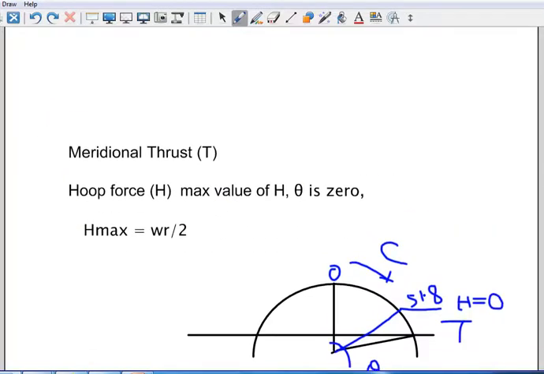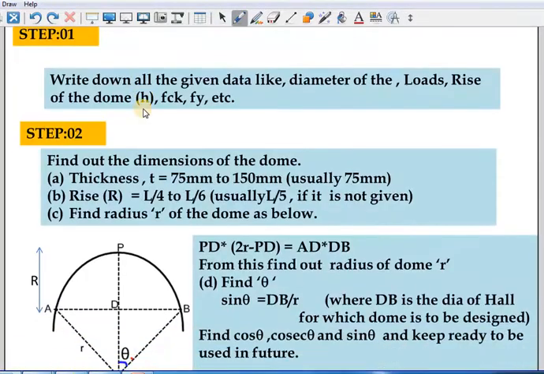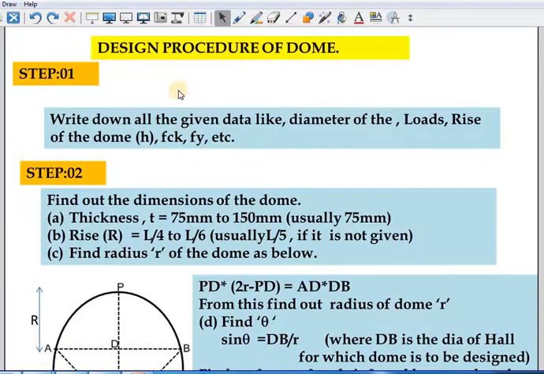Now let us see. As a prerequisite, we will be designing our DOME for the maximum values of T and H. As I told you, H will have positive and negative values. You will take both the values, and we will design for those. These are the design steps we will go through, and when we do a problem, it will be very clear.